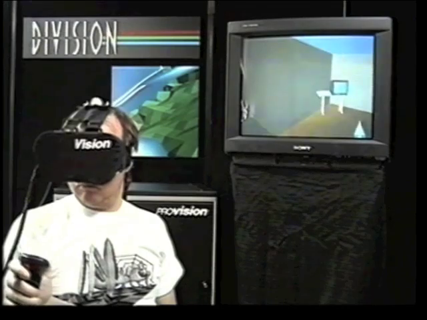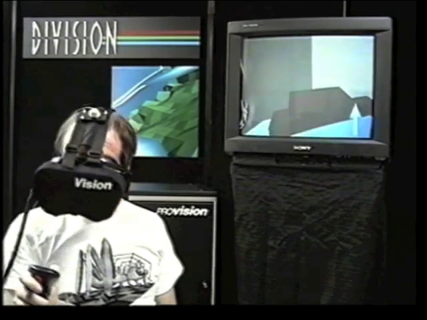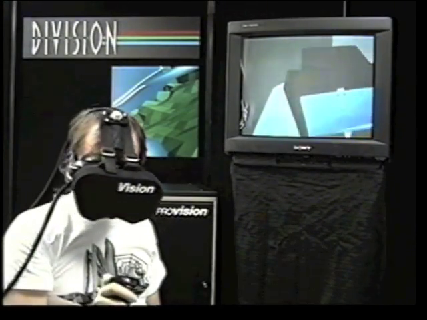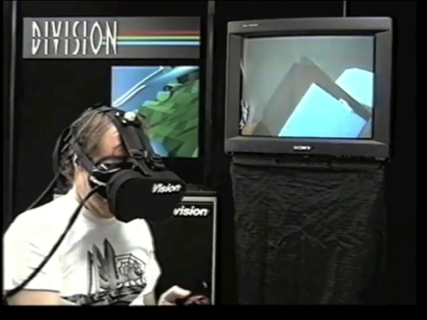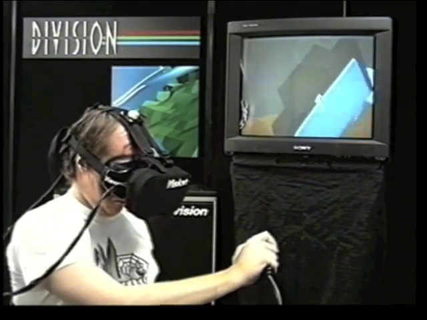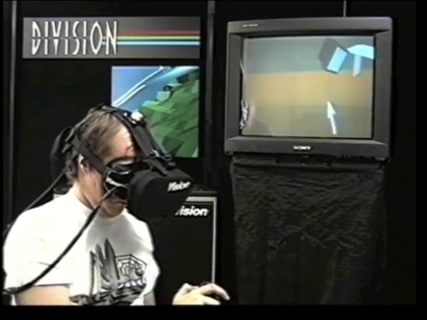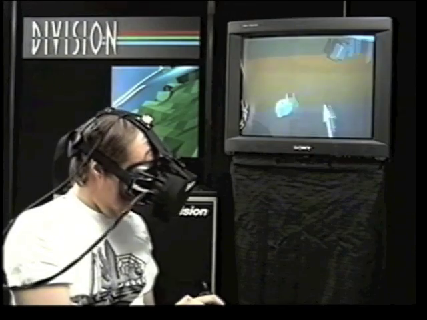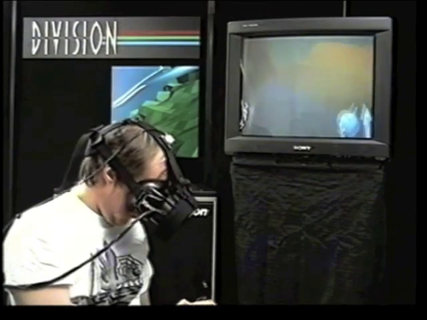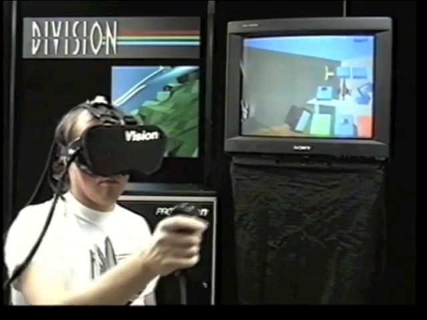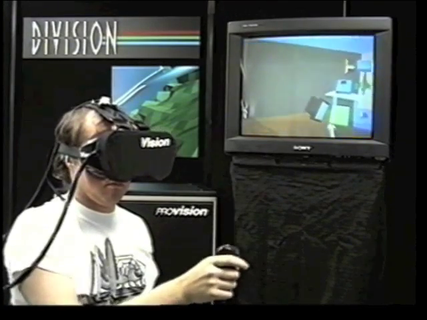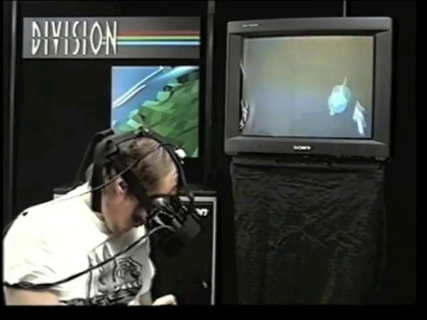This video features a demonstration of ProVision. ProVision is a low-cost modular virtual reality system designed by Division. Virtual reality, or VR as it is often known, is an interactive real-time experience. By means of user interaction, objects in a computer-maintained database are retrieved, manipulated and displayed. We can see in the monitor a representation of what the ProVision user sees through his head-mounted display.